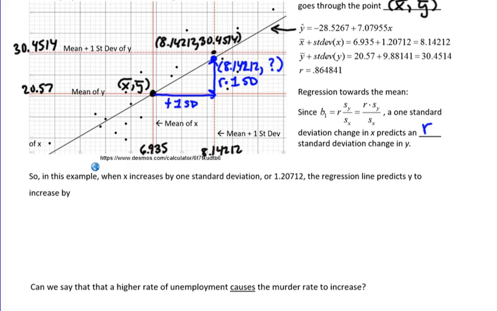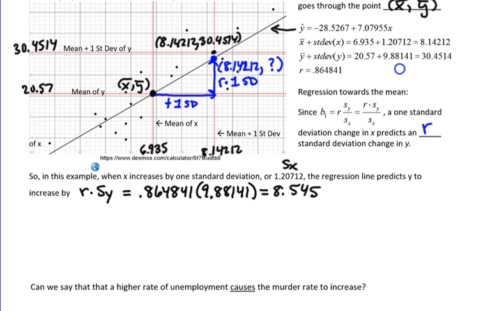So how does this work out in calculations? Let me go ahead and write this down. So in this example, when x increases by one standard deviation, so this is standard deviation of x right here, the regression line predicts y to increase by r times one standard deviation in y, or 0.864841 times the y standard deviation, which is right here, 9.88141. And if I multiply those together, I get 8.54585. So instead of going up one full standard deviation in y, which is 9.88, it only goes up 8.54, which is a little less than one full standard deviation in y. So this value should be the mean of y plus r times one standard deviation.